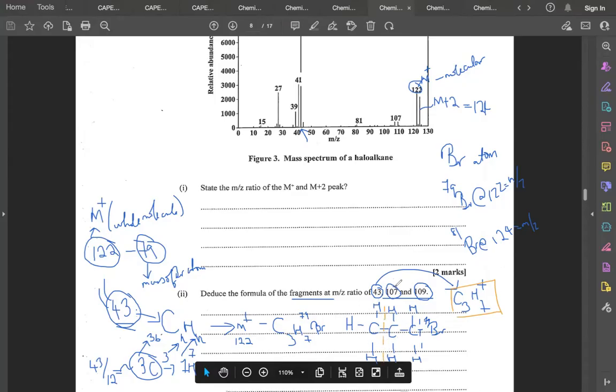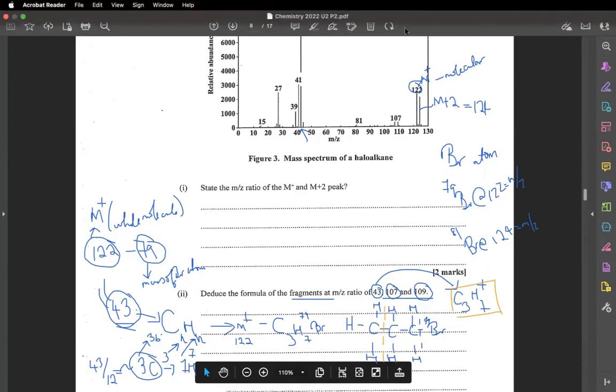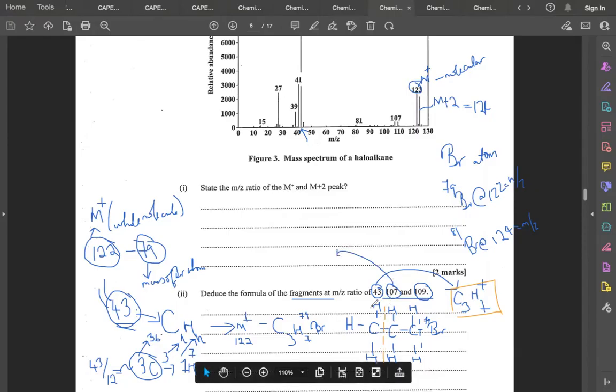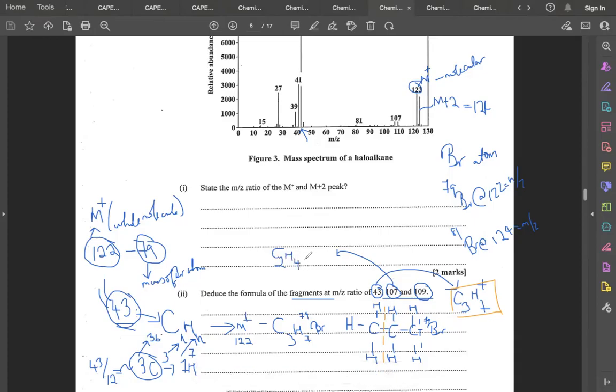And so this fragment, let me just draw the arrow and write it over here. This fragment will end up being where we break it off here, take off this methyl group, and then we're left with C2H4 and then the 79 Br. And when we check this math, we say 2 times 12 is 24, plus 4 is 28.